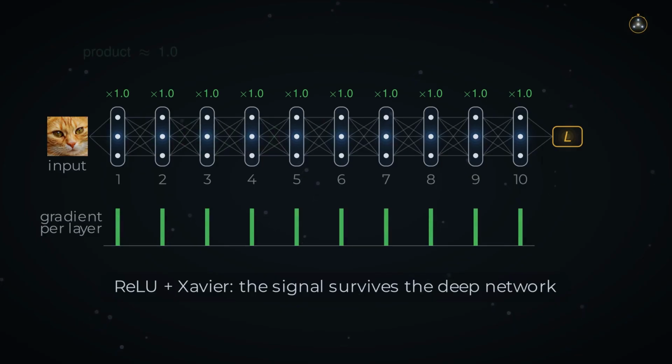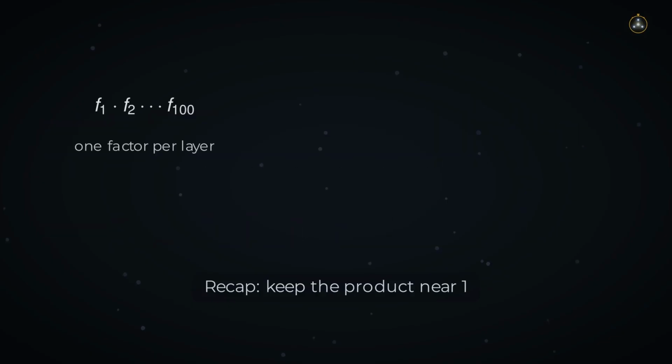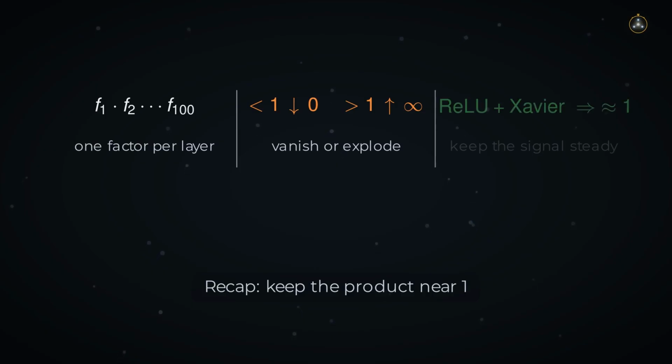Newer activations and initializers refine this, and the very deepest need a few more tricks, but keeping the product near 1 is the foundation. Remember 3 things. 1. Watch the chain light up. Deep gradients are long products, 1 factor per layer. 2. Products drift. Below 1 they vanish, above 1 they explode. 3. The fix is balance. An activation that passes the signal through, and Xavier-sized random weights that keep it steady.